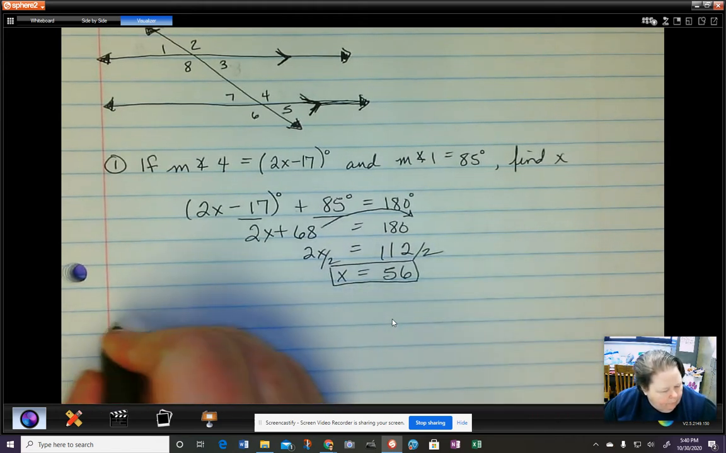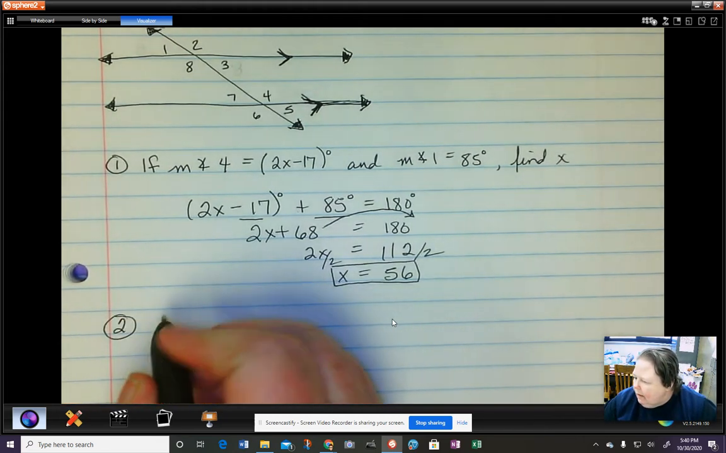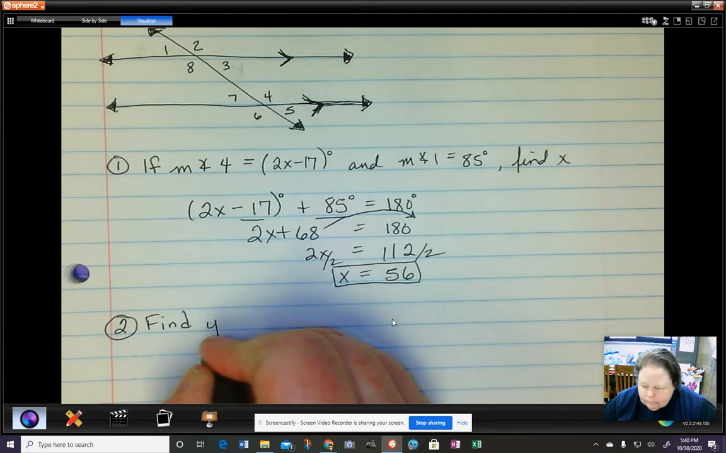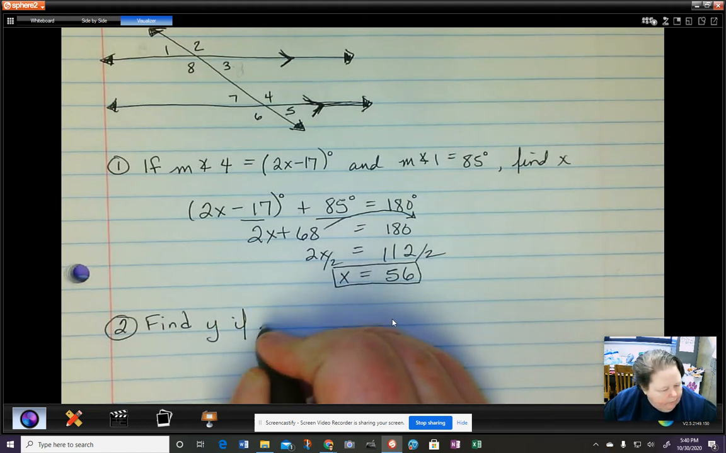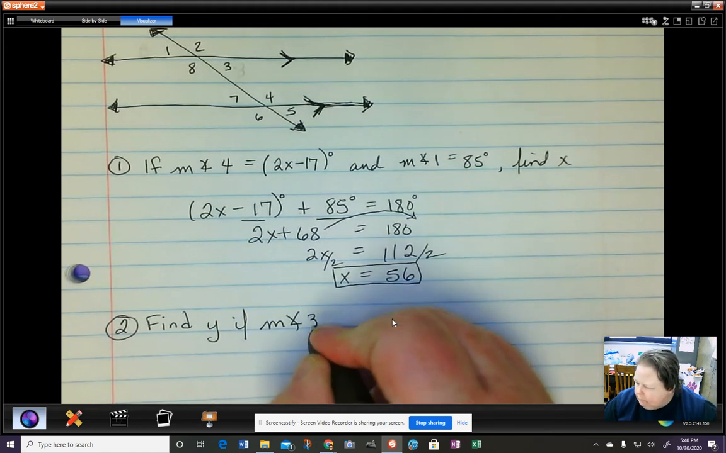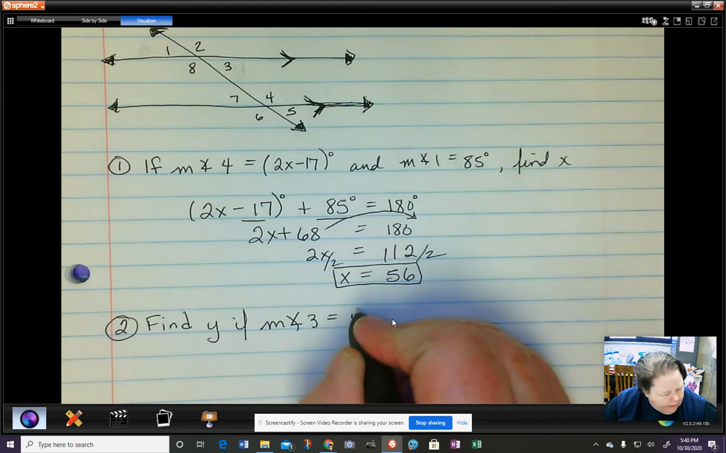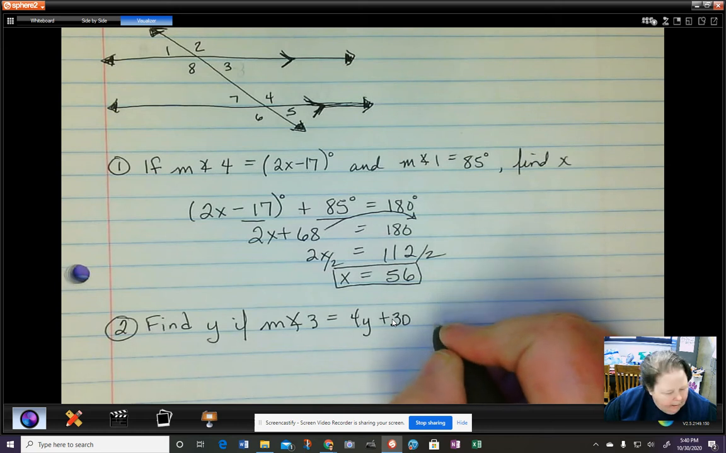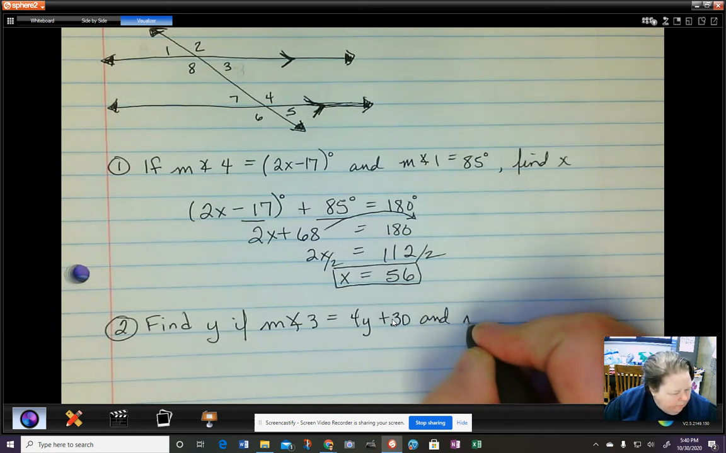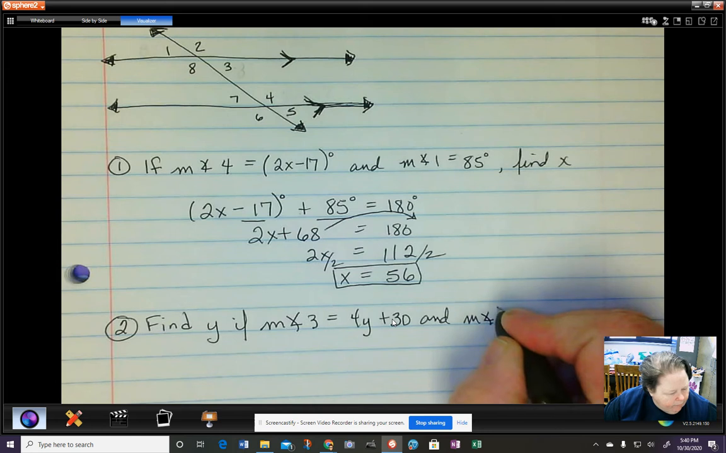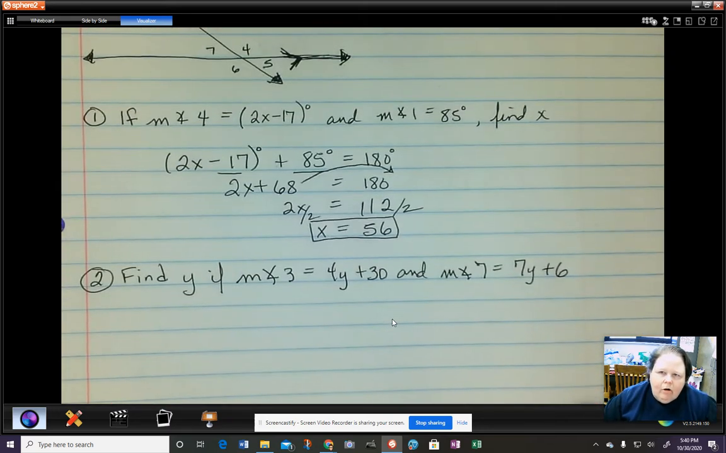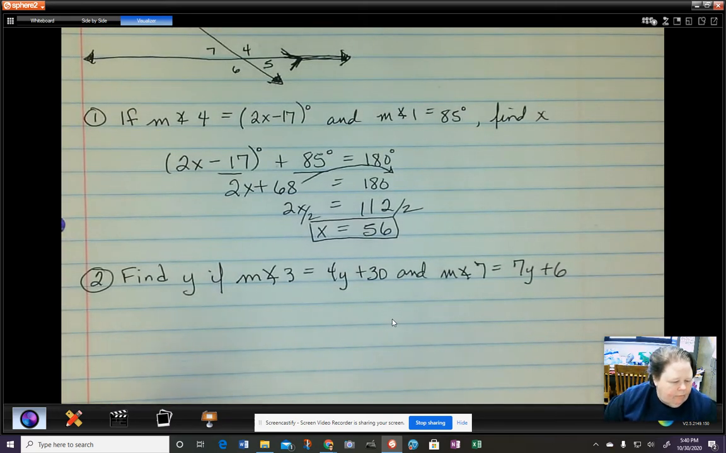Number 2. Find y if the measure of angle 3 is equal to 4y plus 30, and the measure of angle 7 equals 7y plus 6. It's a little bit harder. Let's fill in what we know.